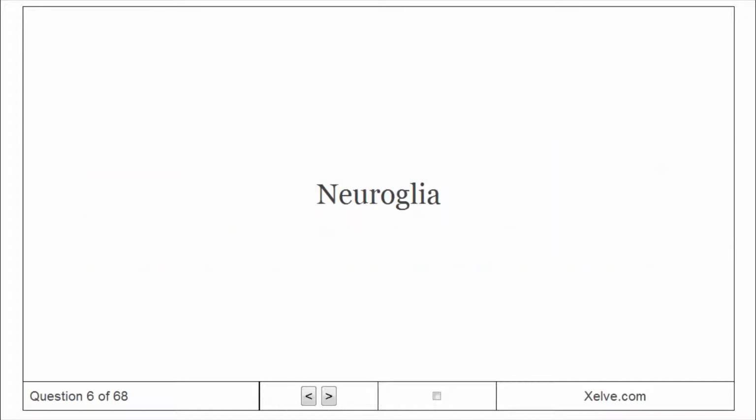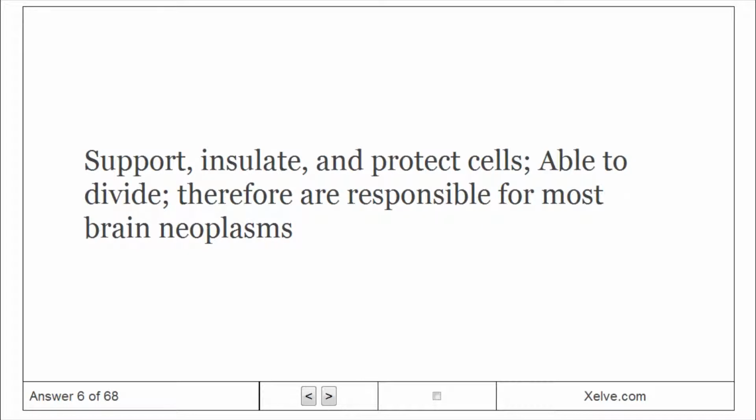Neuroglia. Support, insulate, and protect cells able to divide, therefore are responsible for most brain neoplasms.